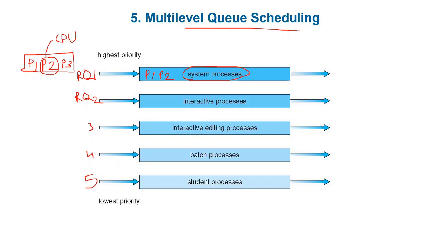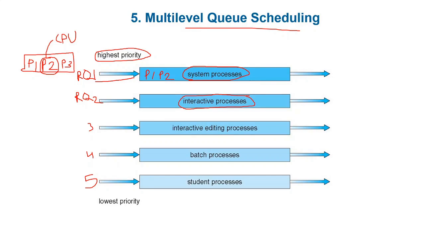The system processes are considered the highest priority. Whenever system processes come in this queue, these are the first processes to be executed. So what are the system processes? System processes are like interruptions, where you need an immediate response from the operating system. Whenever any interruption comes in the system, it must be handled first, and these are considered the highest priority processes.